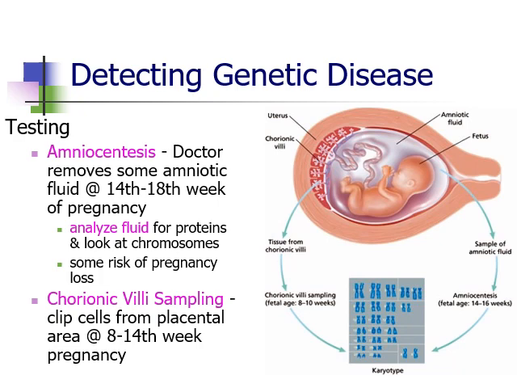Chorionic villi sampling is another way that we can test for things. We can actually clip cells from the placental area up towards where the umbilical cord is attached to the mom, and we can look at some of those cells and look at those chromosomes and see if there's anything that we can find there.